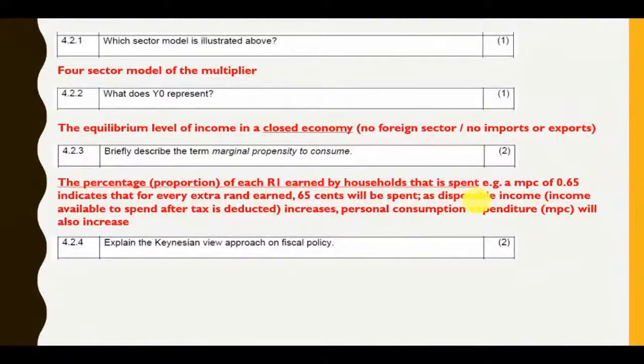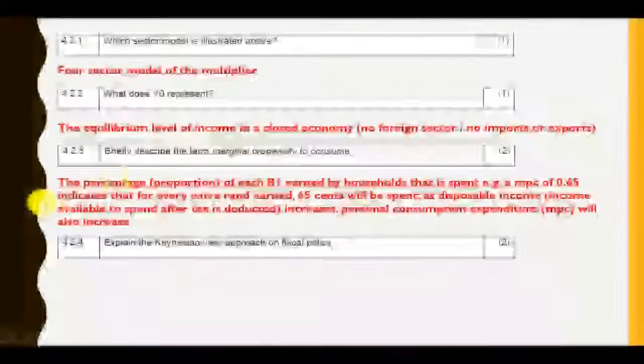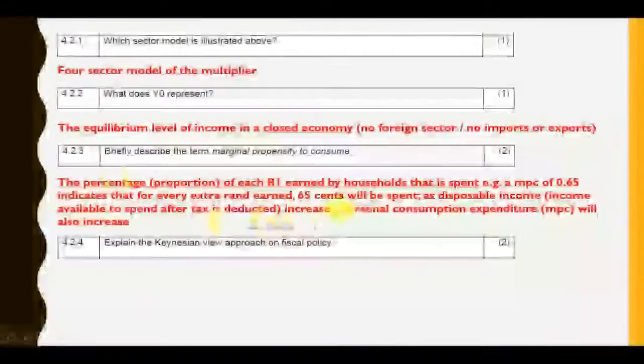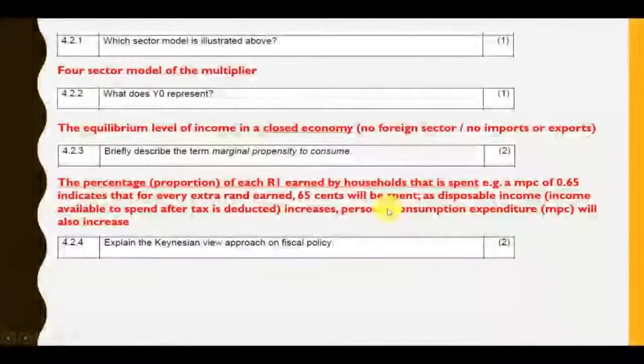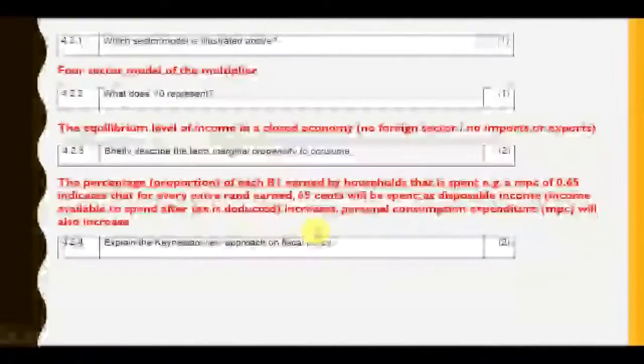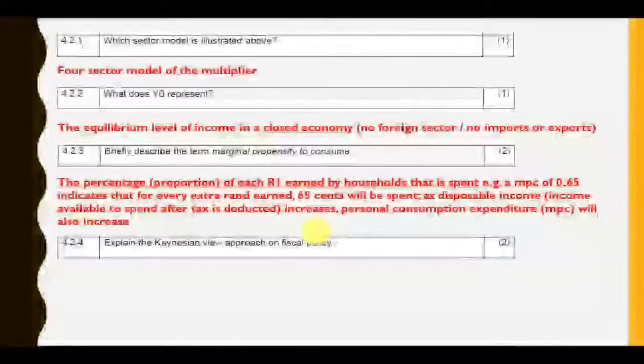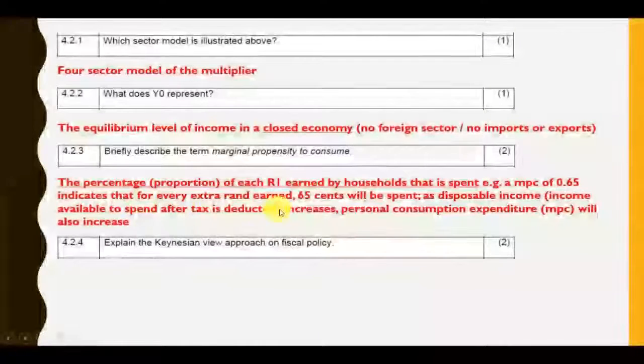So for example, if there's an MPC of 0.65, it indicates that for every extra rand that I earn, I spend 65 cents. If I was in a two-sector model, then I would save 35 cents, and that would be my MPS. Remember that as disposable income increases, and I've mentioned before what disposable income is, your MPC will also increase. So the more I earn, the more I have available to spend after tax. But if you are simply looking for the answer, it is this first underlying part. That is your definition of the MPC, everybody. The rest is just to explain to you what it is so that you can see some numbers as well.